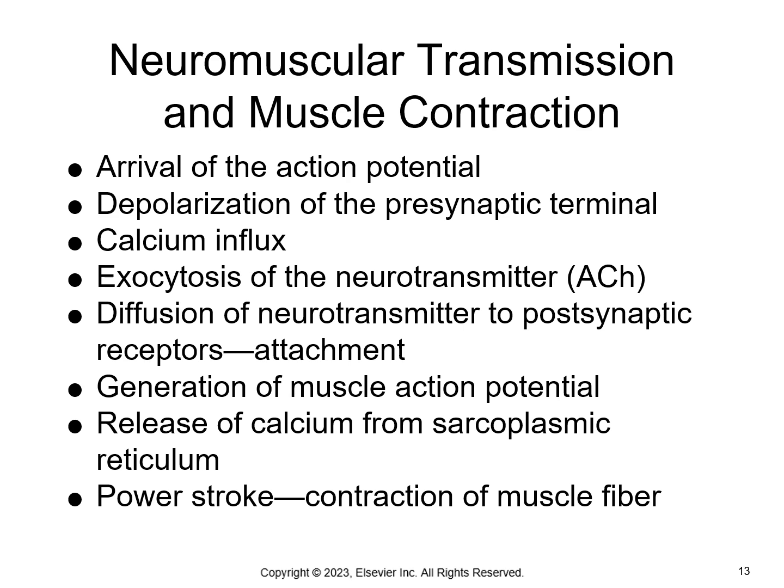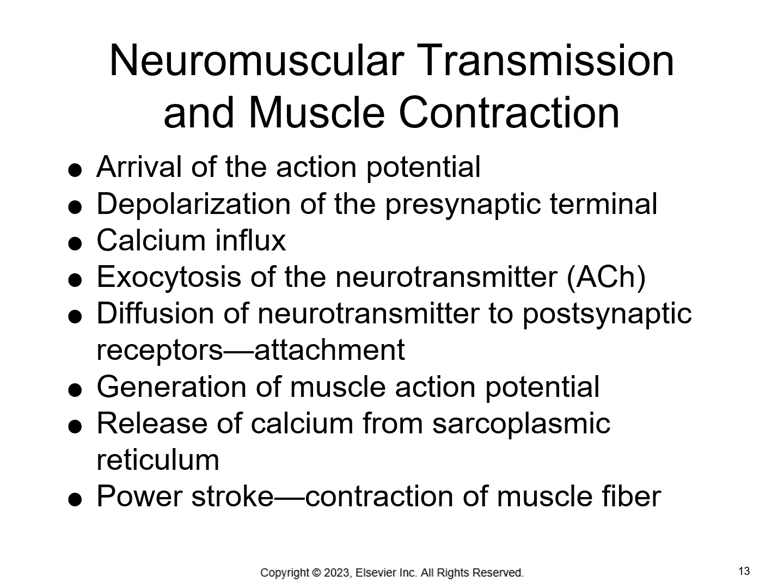All right, so we have the arrival of this action potential at the presynaptic terminal, and that causes depolarization of the presynaptic terminal. Now, this allows the cell or the neuron to open up, and we get this influx of calcium. Okay, and what calcium is going to do is cause the release of the neurotransmitter into the synaptic cleft, and eventually that neurotransmitter acetylcholine is going to attach to the postsynaptic receptors.